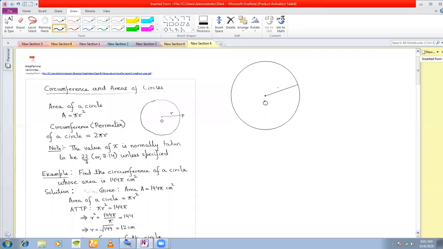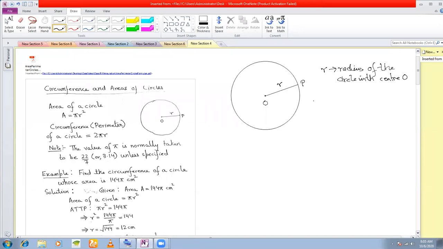So for this circle, if you take the distance of the center O from any point on the circle, say P, and let's say we call this R, then this R is called the radius of the circle with center O.